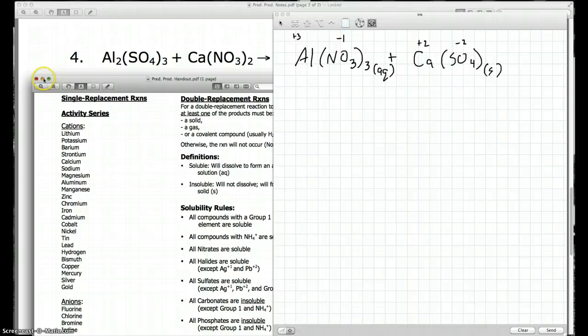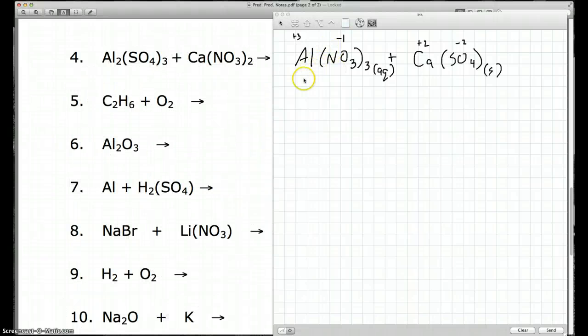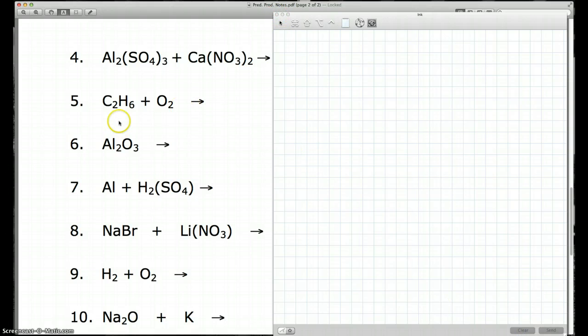So let's move on and do some more examples here, because the next one is not a double replacement. The next one, we have, again, carbon and hydrogen together. I see it with oxygen. I know automatically that this is a combustion reaction. Once I know it's combustion, I automatically write CO2 plus H2O every time.